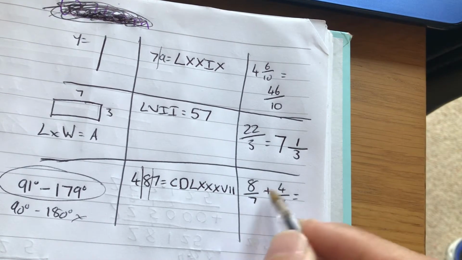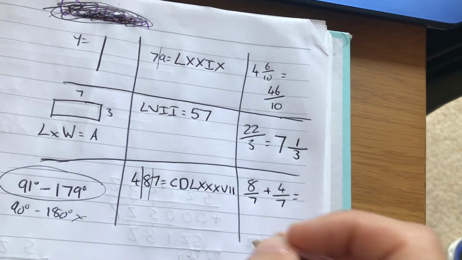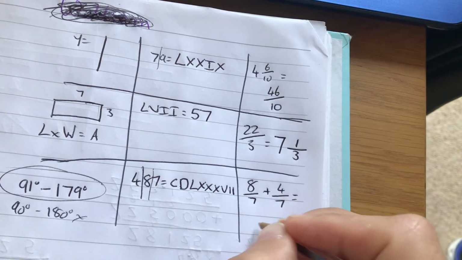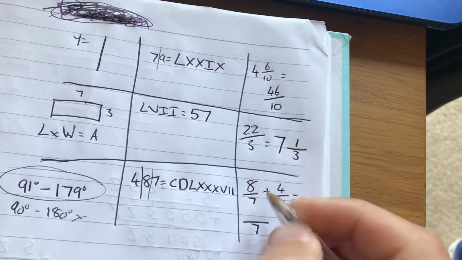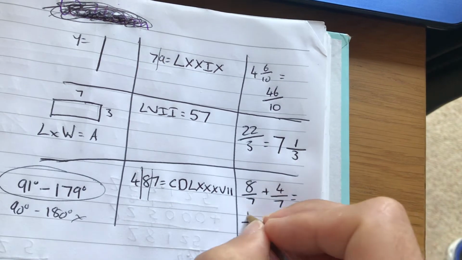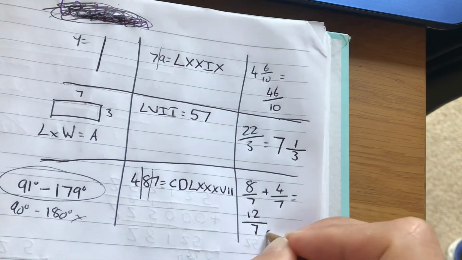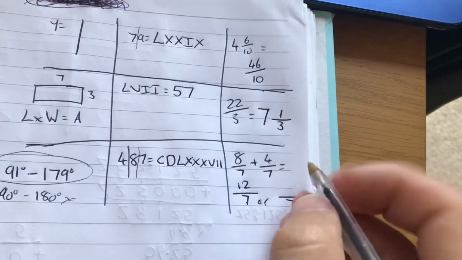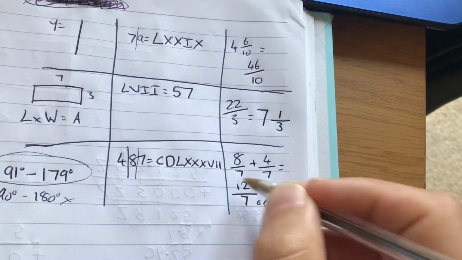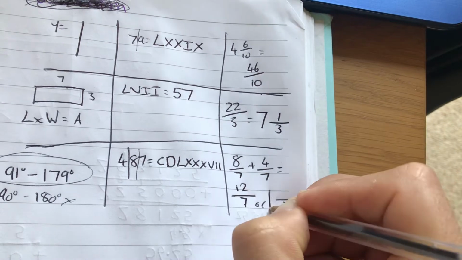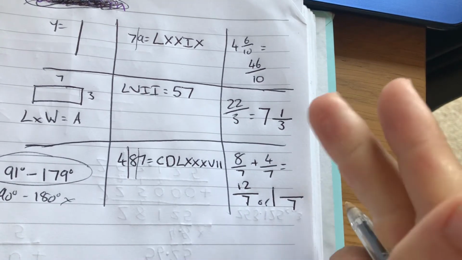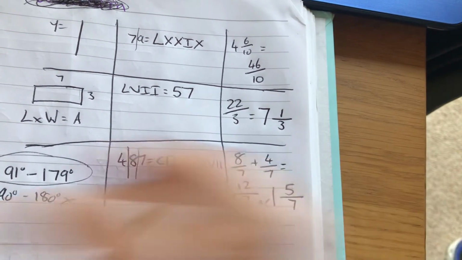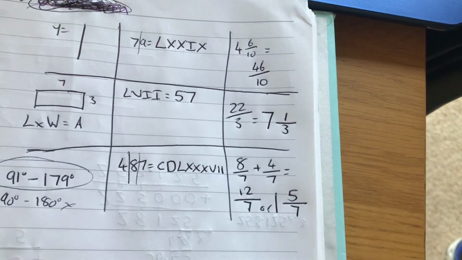8 sevenths and 4 sevenths, and I want this as a mixed and an improper fraction. So as an improper fraction, quite simple, 8 and 4, 12. Or, can you see that? It is how many sevens fit into 12? Well, you've got 1, 8, 9, 10, 11, 12, and 5 sevenths. There you go. Lovely jubbly.